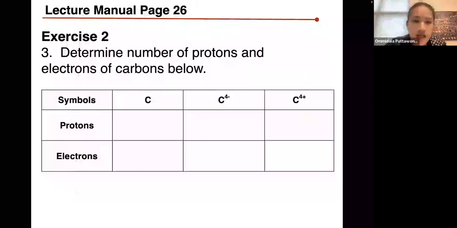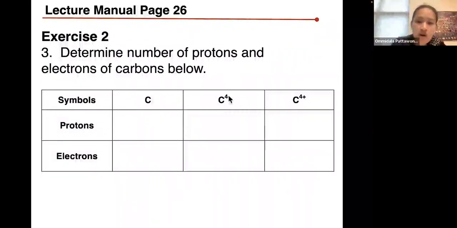All right, let's take a look at this example together. Here we have a neutral atom of carbon, an ion of carbon, and a cation of carbon. Let's take a look at the number of protons. Because these 3 are carbon, the number of protons is going to be the same. Now let's look at the first one. This carbon doesn't have any charge indicated, so we assume this carbon has the same number of electrons as protons.